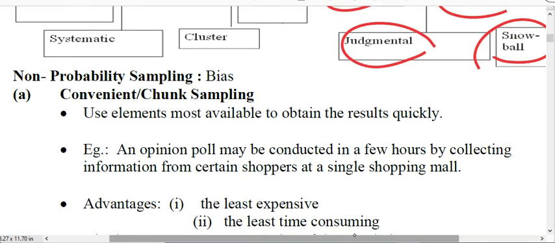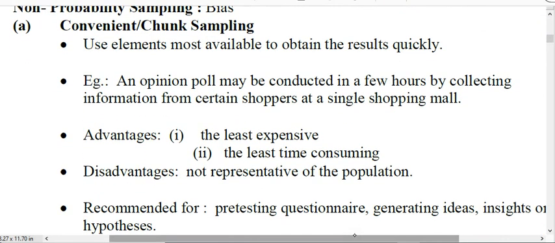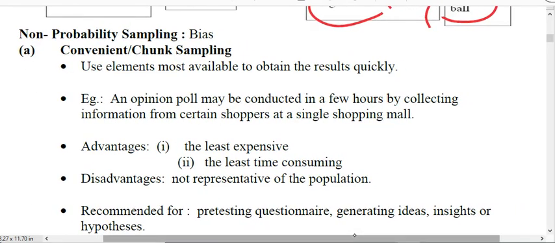Okay, the advantage is what? Less expensive and less time consumed. And the best thing is that you can use it as a pre-testing questionnaire or to generate ideas for your research, the insights or the hypothesis and so on. But the disadvantage is what? Not representative of the whole population involved, because as I mentioned, the data is already biased. But it's good if you can pre-test it to have your questionnaires, or you want to generate some ideas before you have the real research to be carried out. So this is about convenient or chunk sampling.